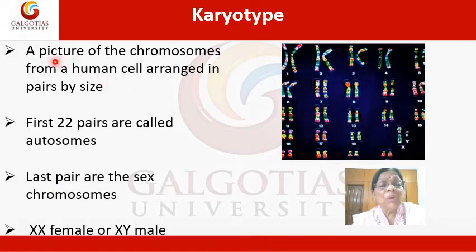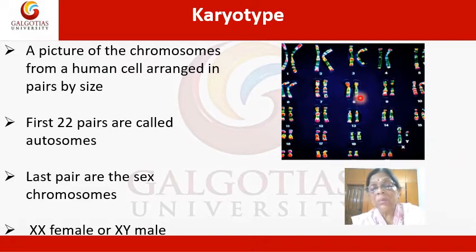Now, a picture of chromosomes from human cells arranged in pairs by size. We know the first 22 pairs are called autosomes. We have 22 pairs of autosomes, all coding for various characteristics of us. The last pair are the sex chromosomes. This is the X chromosome and this is the Y. The Y chromosome is a small chromosome. So in a female there is a pairing of X chromosomes, and in a male it is XY.